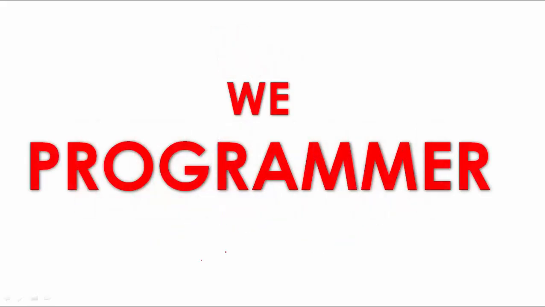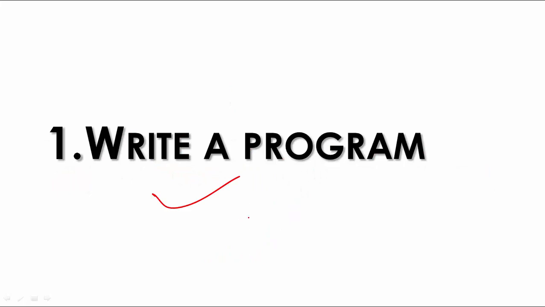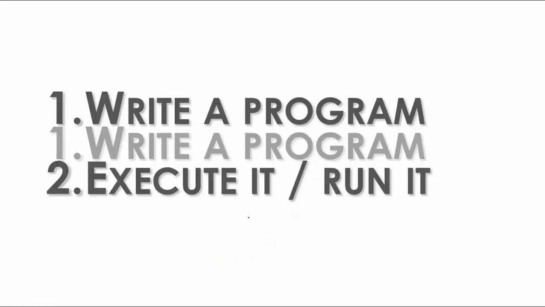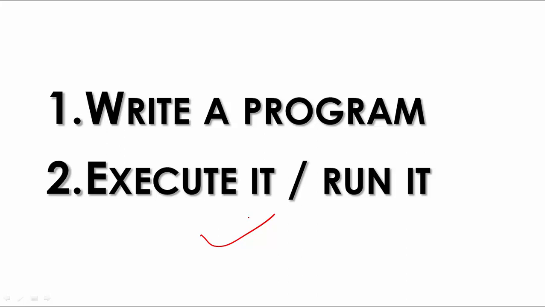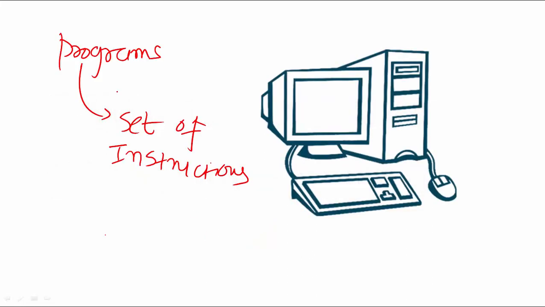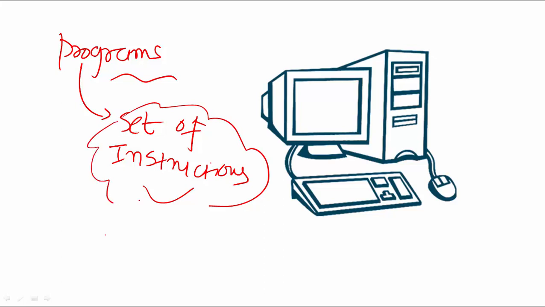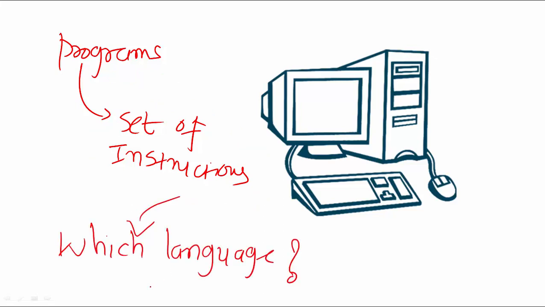We are going to learn how to write programs and we will become programmers. So what is the task of a programmer? They write a program and then they execute it, they run it. Now let's understand how it is done. Friends, we know that a program is nothing but a set of instructions. Now for giving these instructions, the next question is, what kind of language will you choose? Because you have to supply instructions to a computer.